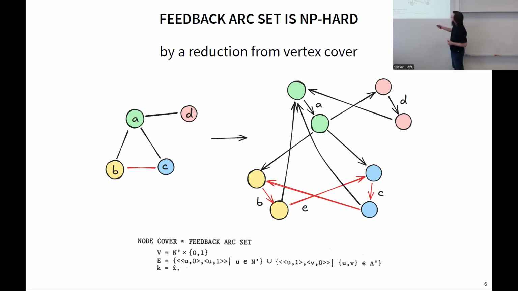Both start with K, right? Yeah. And the reduction goes as follows.